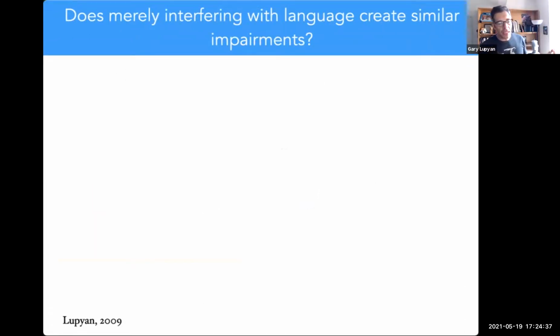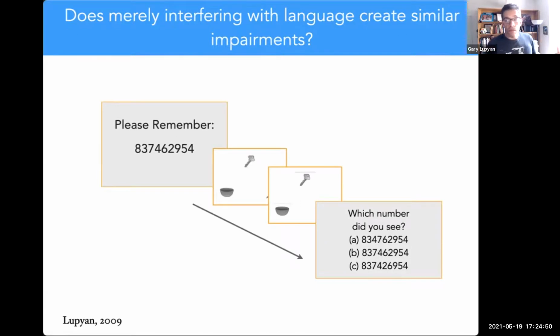We can examine this question of whether interfering with language, even despite a lifetime of experience learning these labels, has an effect by using verbal interference. Okay, so here, in this paper, we ran the same task with college undergrads while they had to do one of 2 dual tasks, interference tasks.